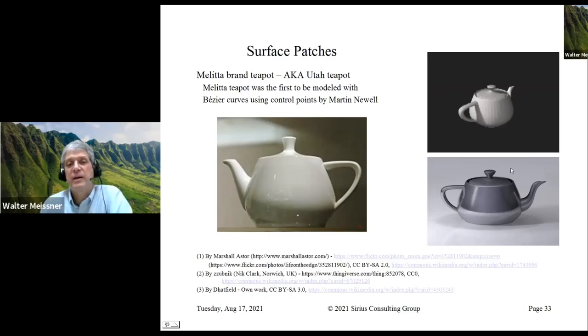The two pictures on the right, the upper one is flat shading of a white one, and the bottom one is smooth shading for a metallic one. And if you look at the metallic one, the handle creates a shadow. So one, light from the top creates a penumbra shadow down here. And also light hitting the bottom surface creates a bright spot at the bottom of the teapot.